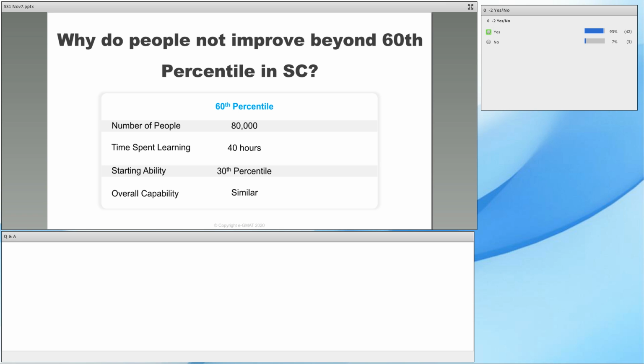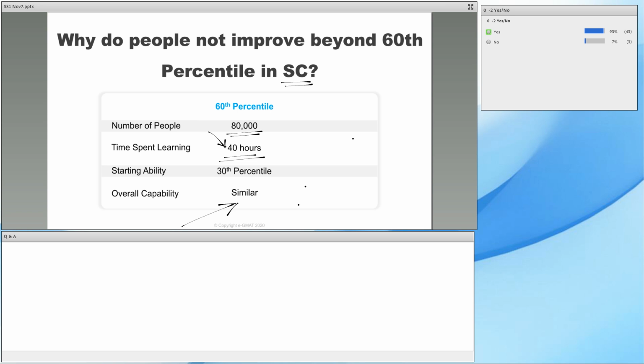Now, why do people not improve beyond that 60th percentile? I'm going to take SC over here, but you can do CR as well. Let me tell you, about 80,000 folks are stuck at that 60th percentile. They spend about 40 hours learning sentence correction. This is just time spent on sentence correction. Most of them start with a 30th to 40th percentile ability.